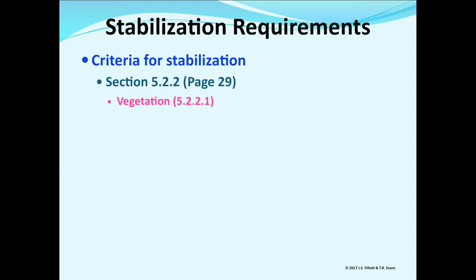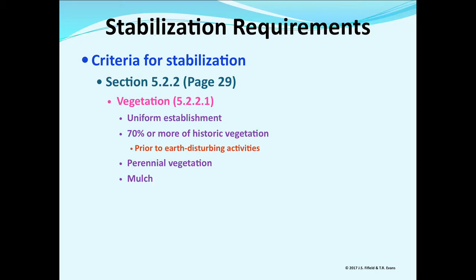Okay, criteria for stabilization. Obviously the big one's vegetation. That's the one we try and strive for the most, because the vegetation works very well in holding the soil particulates in place once the biomass becomes established. But there is some criteria for how that vegetation has to be established. It has to have a uniform establishment, meaning we can't have gigantic holes where the vegetation is not germinated. It has to be uniform.